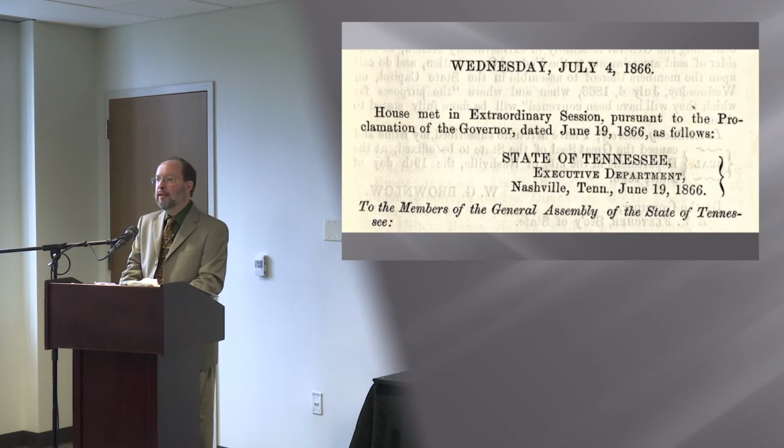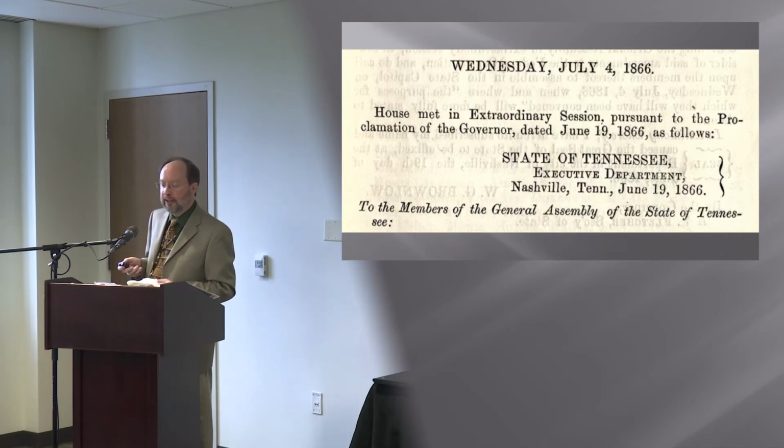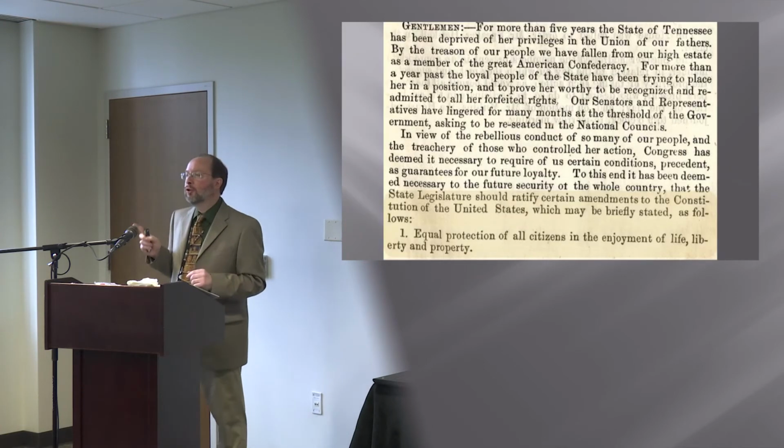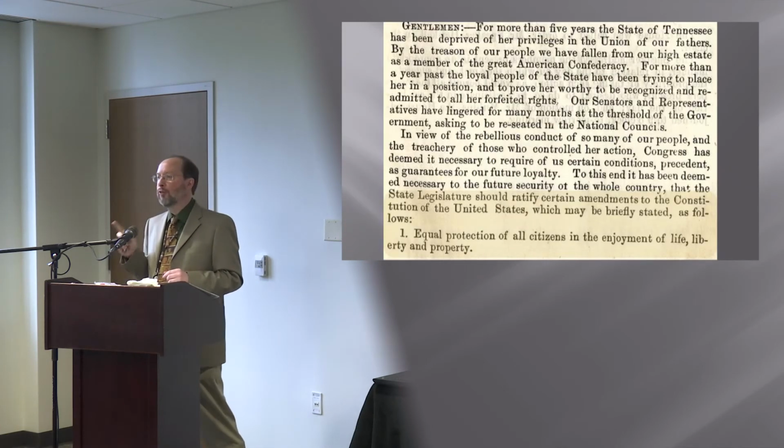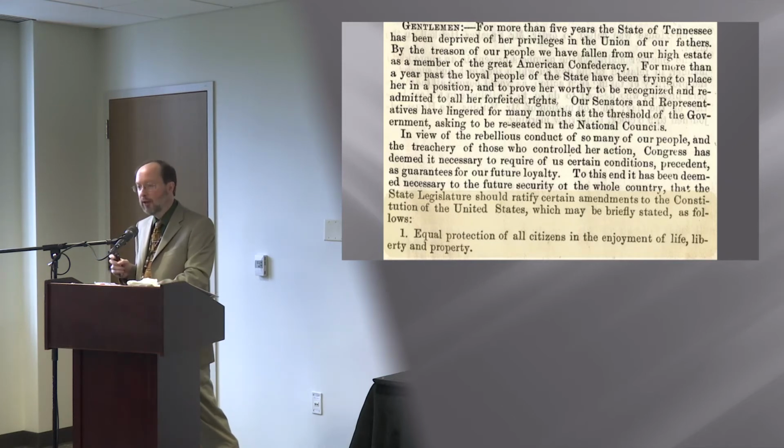On June 19, 1866, the month after they had adjourned, Governor Brownlow issued a proclamation for the men to reconvene in an extraordinary session on July 4th, 1866. This was the first extraordinary session of the 34th General Assembly, and what they were to consider was the proposed 14th Amendment to the federal Constitution, submitted to the states June 16th, 1866.